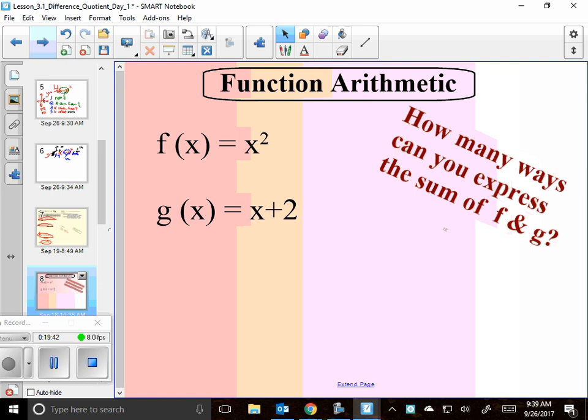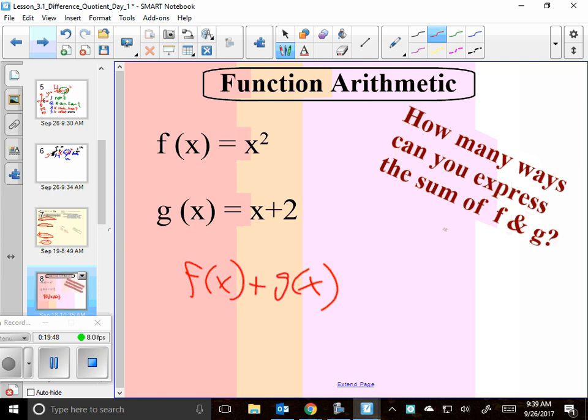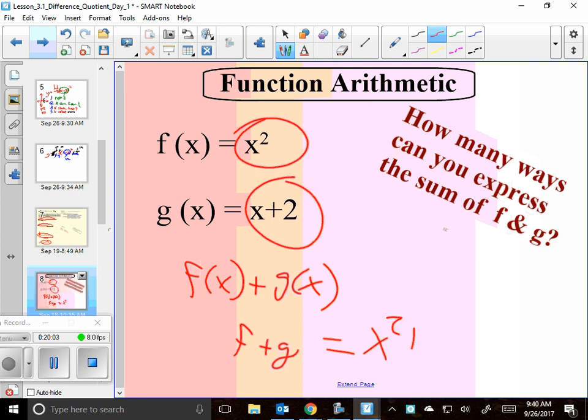All right, if you're going to add a couple of functions, f of x plus g of x, here's how you can write it. You can say f of x plus g of x, but there's another fast shortcut way. You can just say f plus g. If you say f plus g, you mean I want these 2 functions to be added. What's the answer to it? You actually take this and add them: x squared plus x plus 2. That's f plus g.